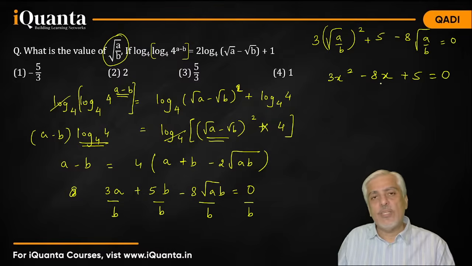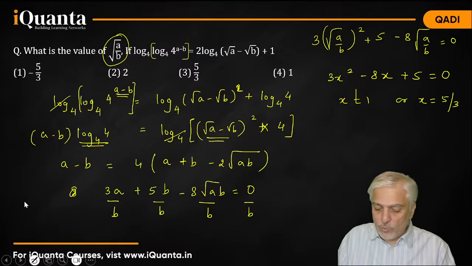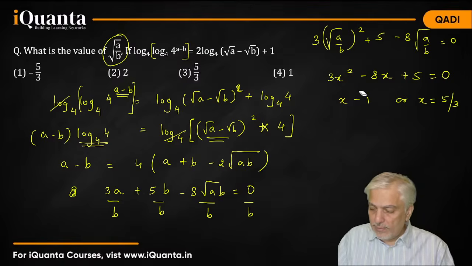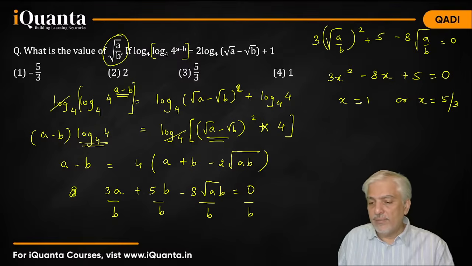Solve the quadratic equation to give you two values of x. X is 1 or x is 5 by 3. Now pay attention, which value will you take and which value will you not take? Because both of them are there in the options. So clearly one of them will not satisfy.